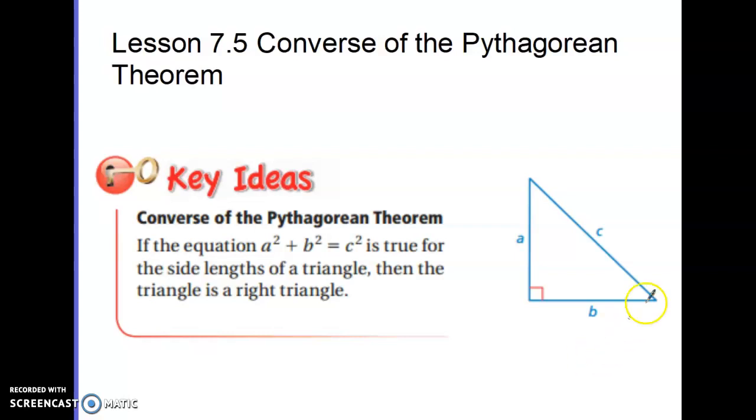So here recall that we have two legs, A and B, and a hypotenuse, which is the longest side, always the longest side and always opposite of the right angle. Pythagorean theorem, remember, is a squared plus b squared equals c squared, and it only works for right triangles.